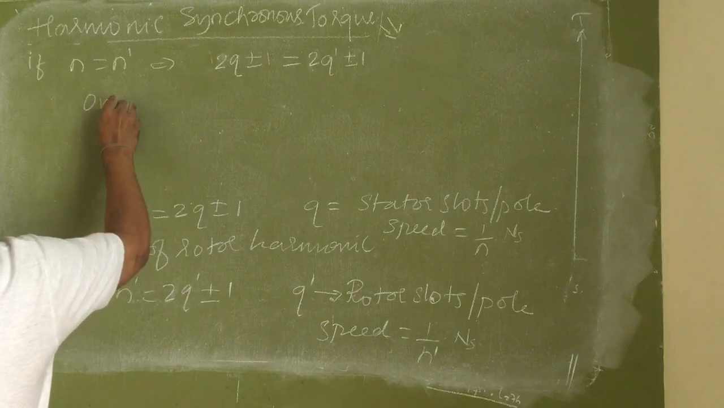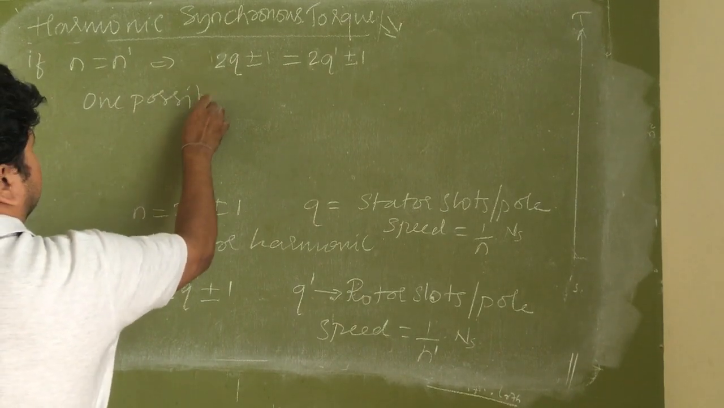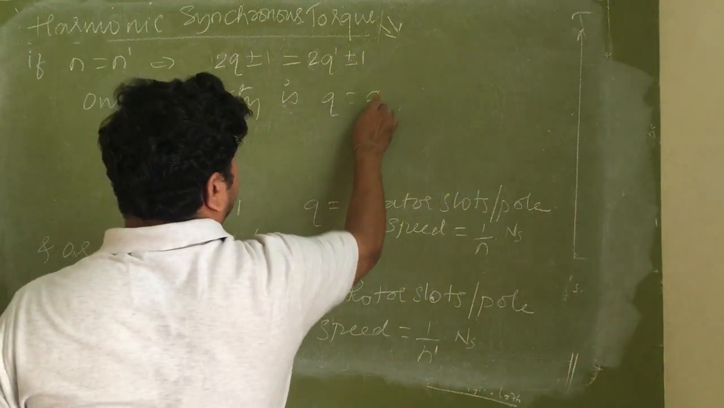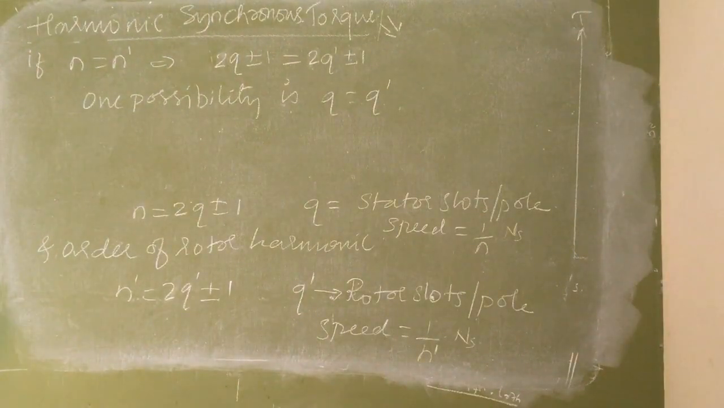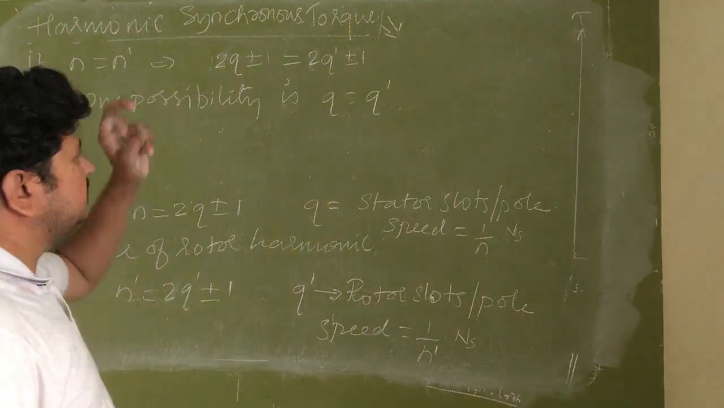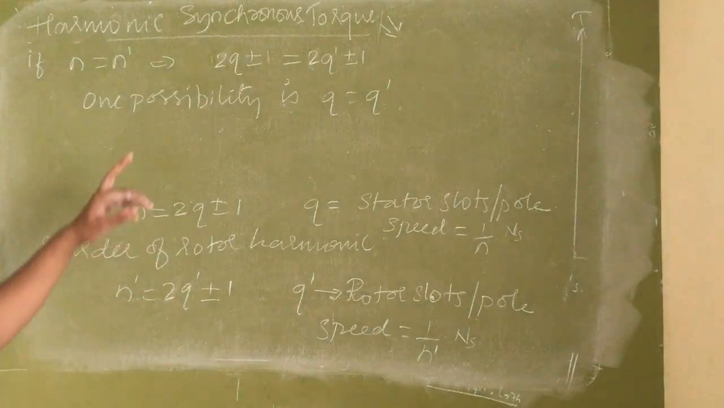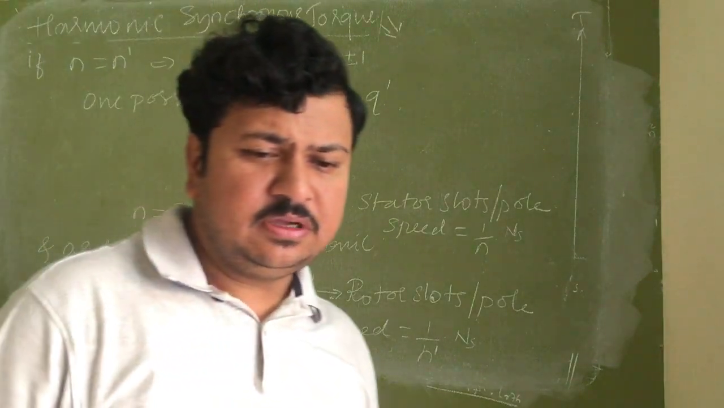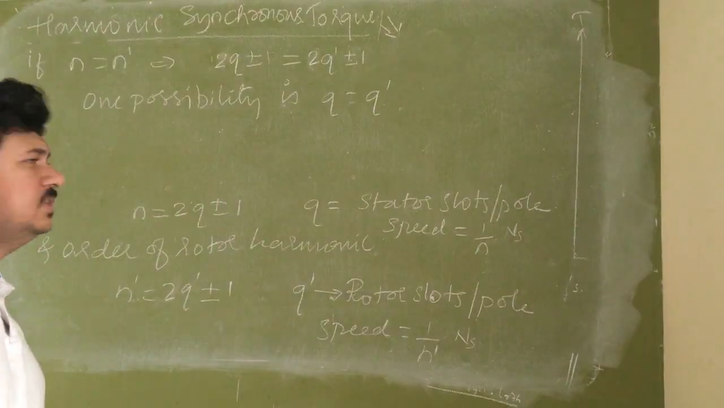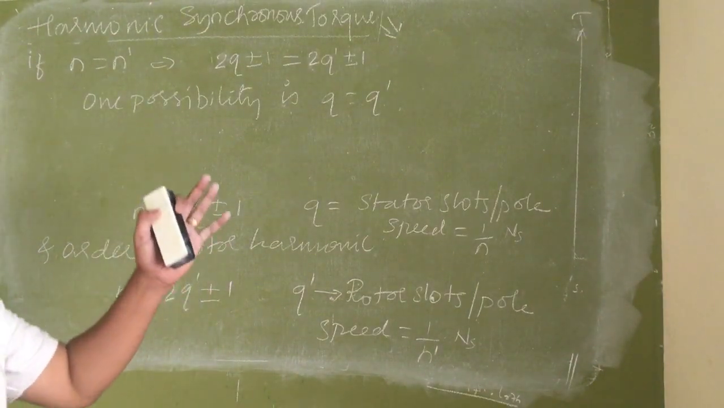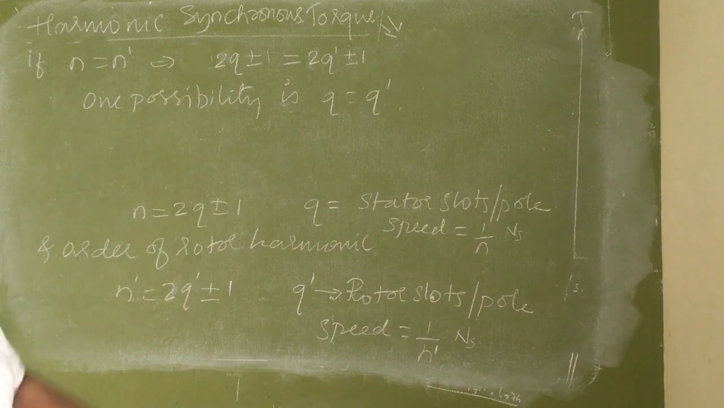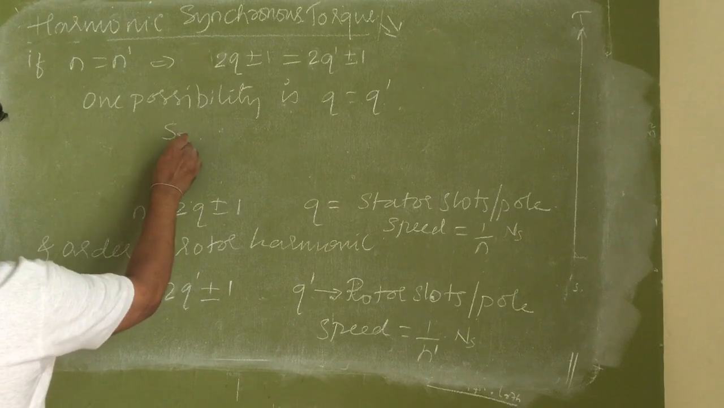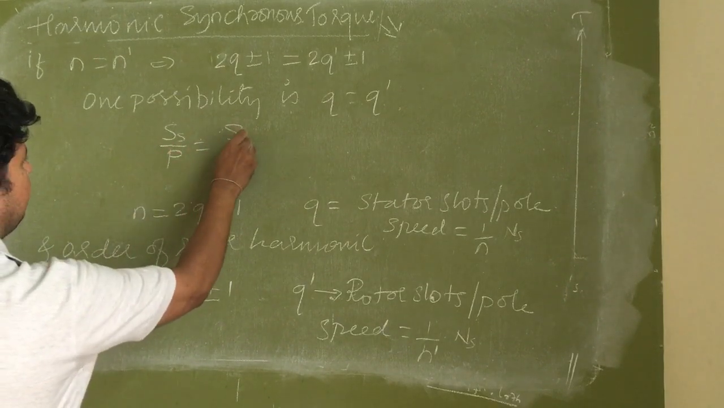So one possibility is that q will be equal to q dash. To get the order of harmonics the same, one possibility is that q equals q dash. There may be other possibilities, but those may not be imposing the design constraint. Because I have to select the number of slots in the rotor, I will go through this point. Now what is q? Stator slots per pole. That is SS by P equals SR by P.